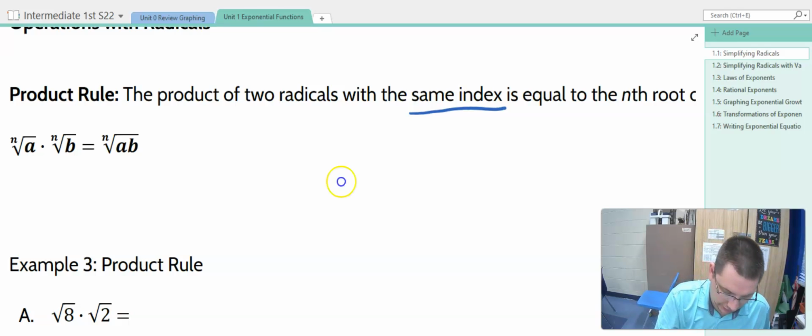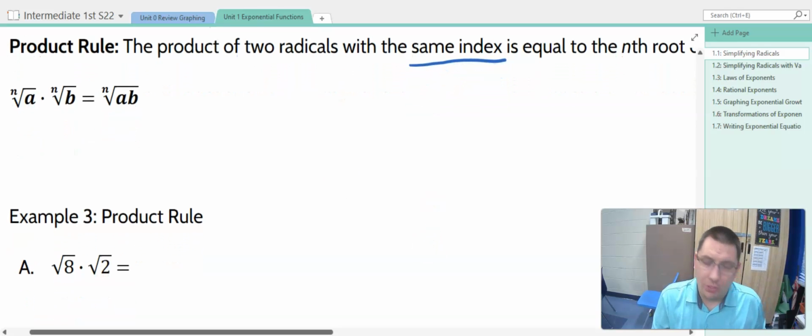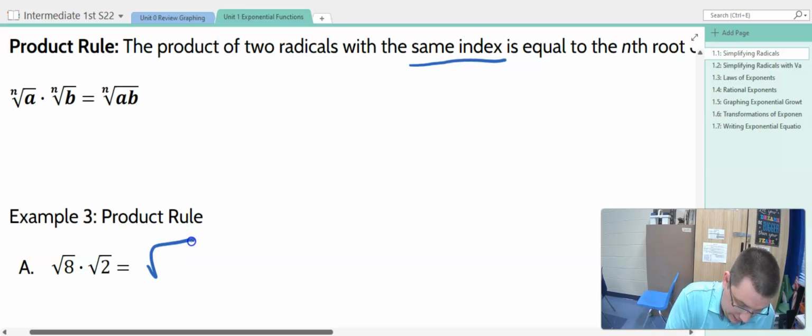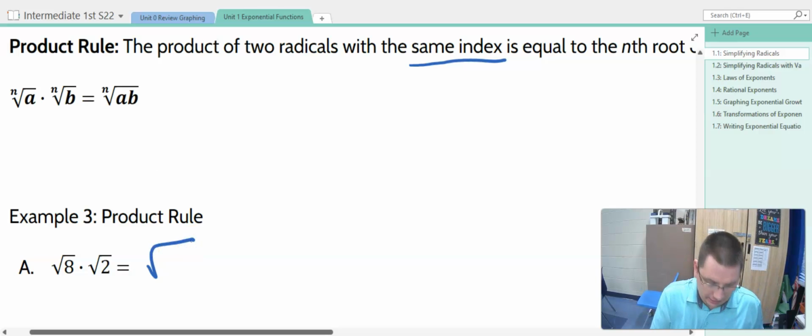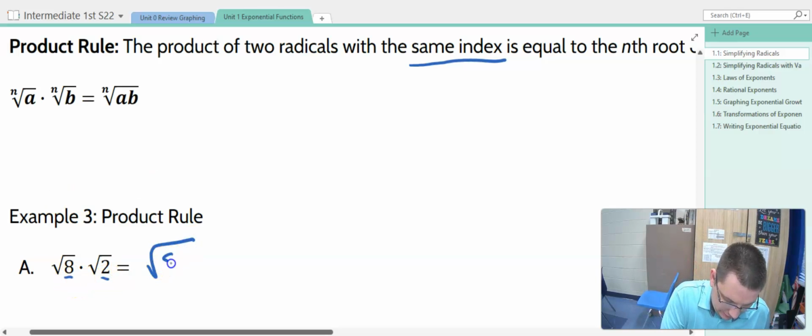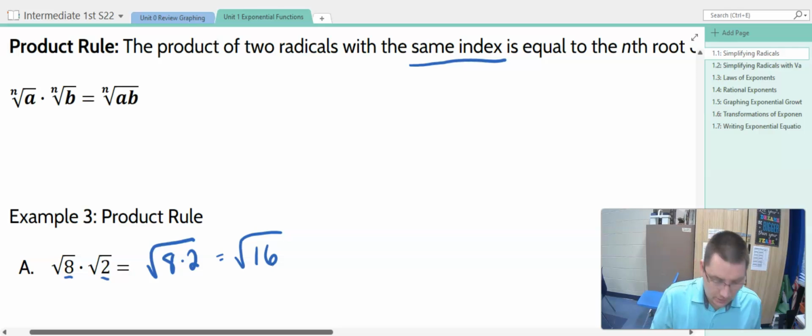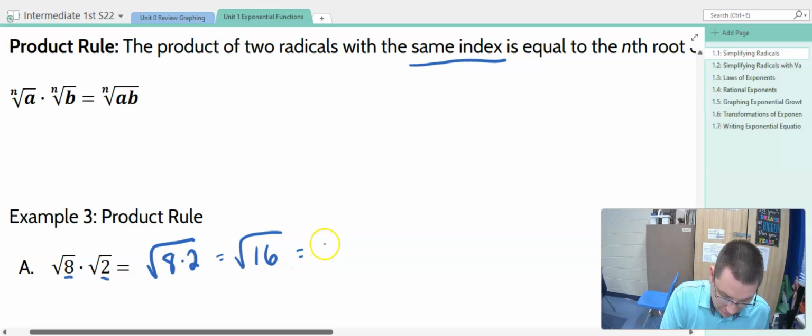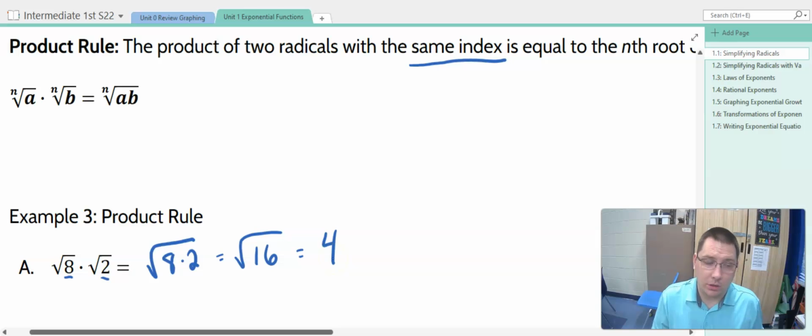And so we'll look at example A here. The square root of 8 times the square root of 2. Well, they're both square roots, so that's fine. And so I'm going to stay a square root. And then I'm just going to multiply these two numbers together. So I get 8 times 2. Well, that gives me the square root of 16. And so what is the square root of 16? Well, the square root of 16 is 4.